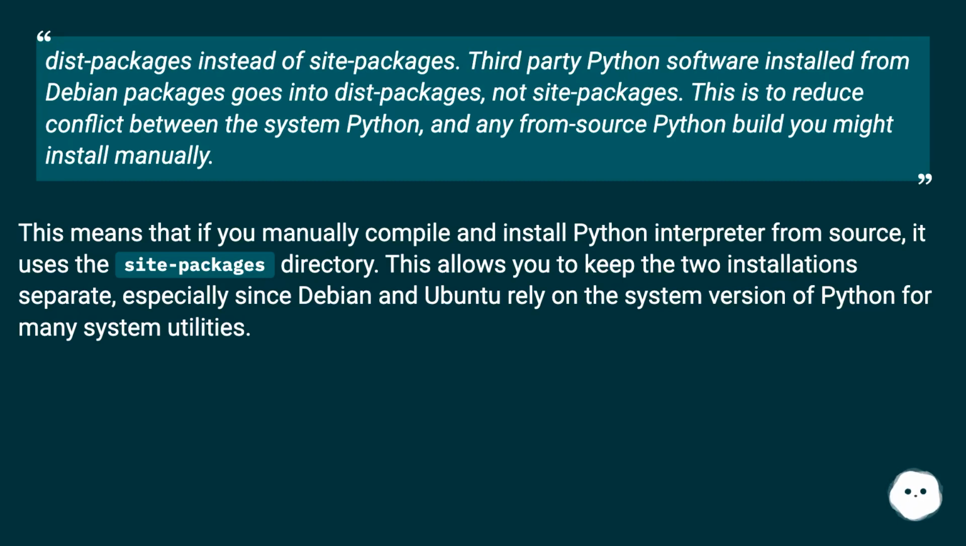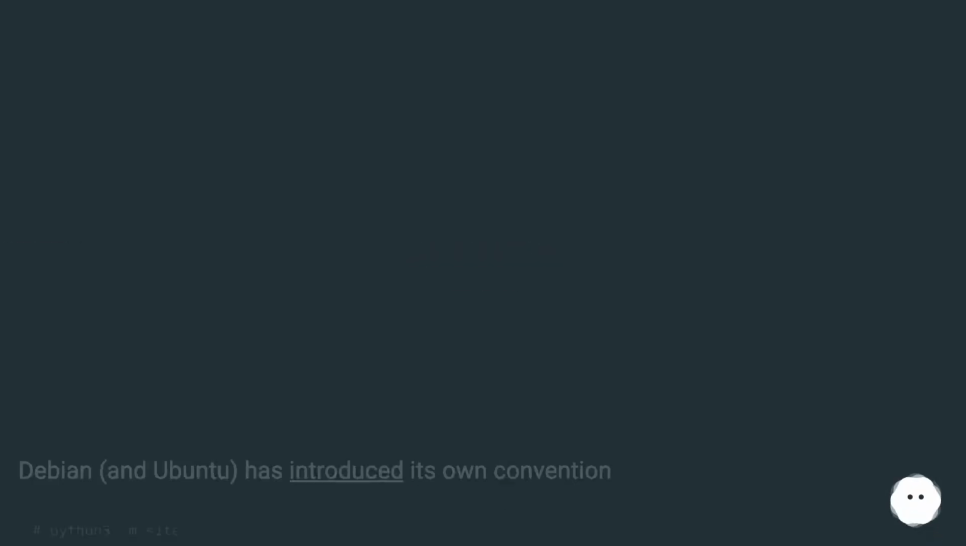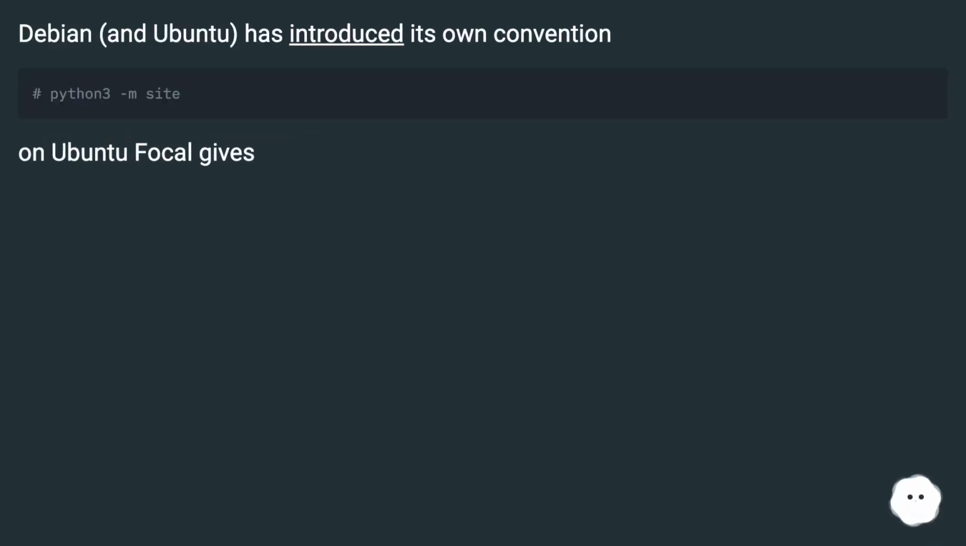This means that if you manually compile and install a Python interpreter from source, it uses the site-packages directory. This allows you to keep the two installations separate, especially since Debian and Ubuntu rely on the system version of Python for many system utilities. Debian and Ubuntu have introduced their own convention.